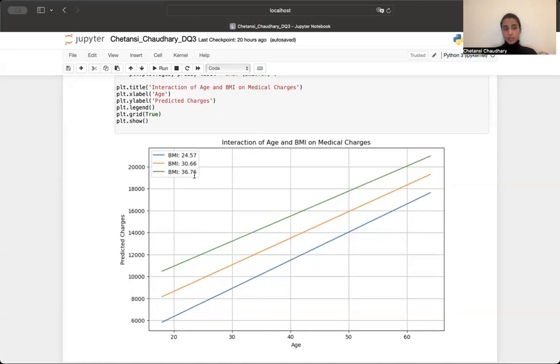36.76. So to sum up all my analysis, our analysis has provided key insights into the factors affecting health insurance charges, which can help in making informed decisions for the analyst or whoever is in need of it.